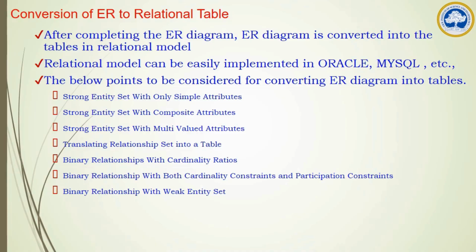The points to be considered for converting the ER diagram into tables are: strong entity set with only simple attributes, strong entity set with composite attributes, strong entity set with multi-valued attributes, and translating the relationship set into a table. How are we going to do that? Binary relationships with cardinality ratios, binary relationship with both cardinality constraints and participation constraints, and the binary relationship with weak entity set.